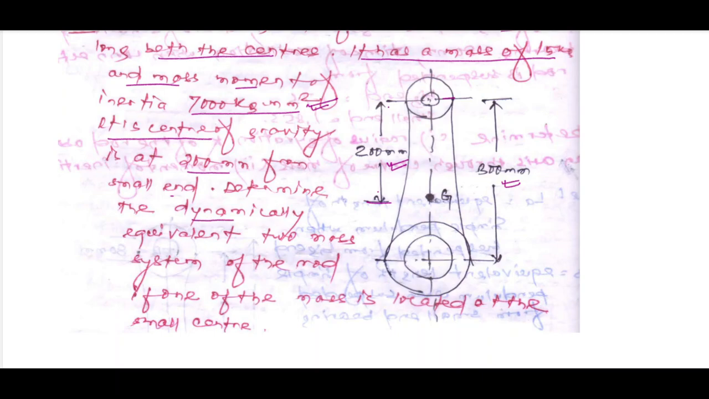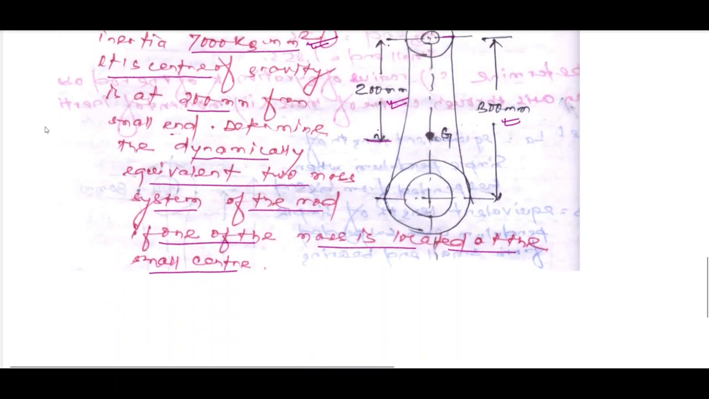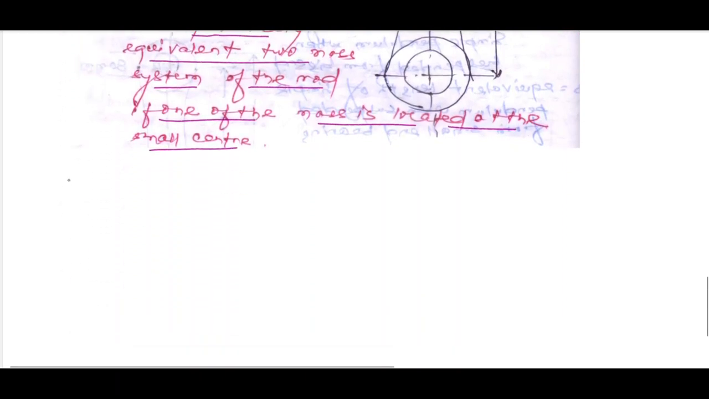Determine the dynamically equivalent two mass system of the connecting rod if one of the masses is located at the small end center. You have to find that out. So we'll see the given data first.